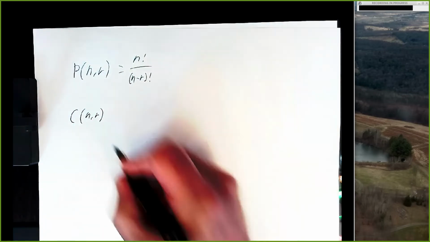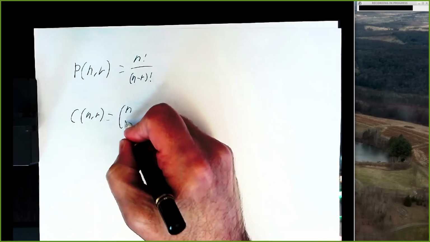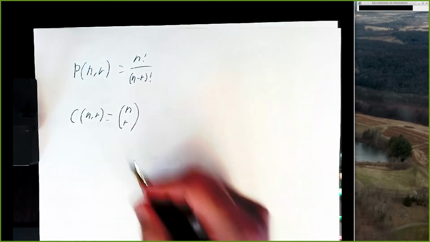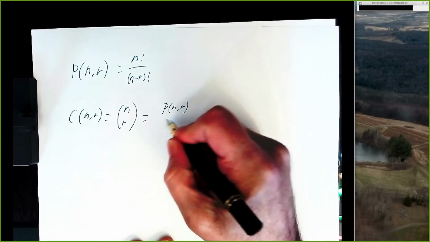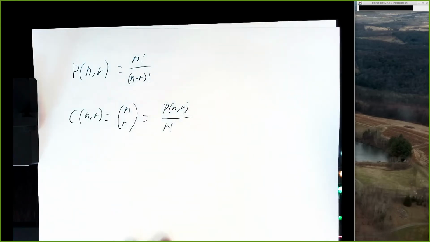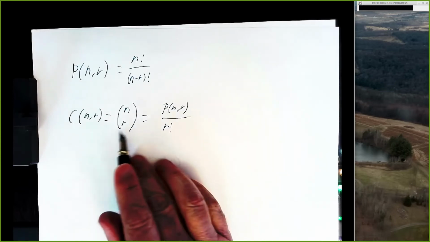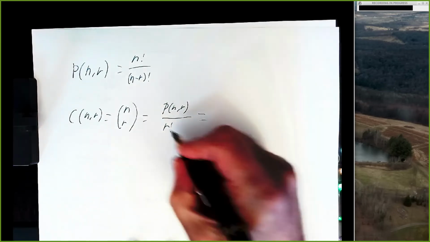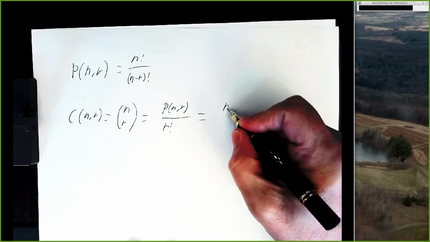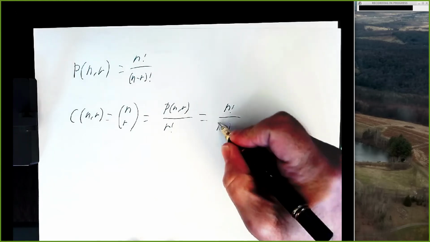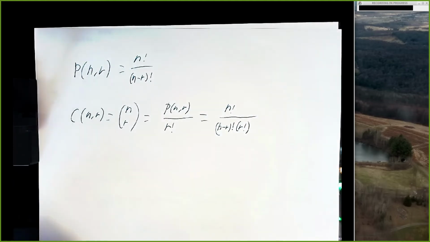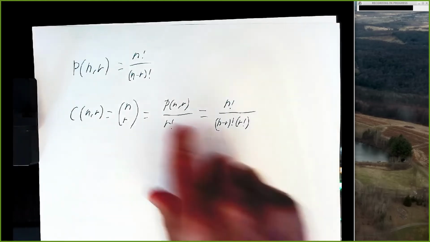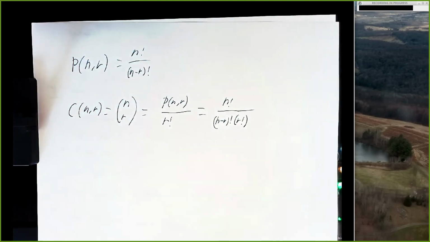When we do combinations, and remember we can write combinations with this funny notation, this is n choose r. That's the same as the number of permutations divided by r factorial, which is the number of ways we could arrange the things that we picked. So if you plug this formula in, you get n factorial over (n minus r) factorial times r factorial. And this is generally a smaller number than the permutations, because you're dividing out by r factorial.